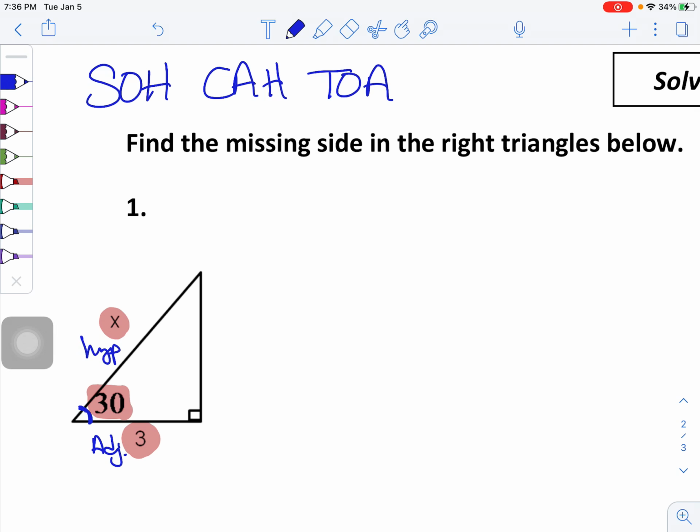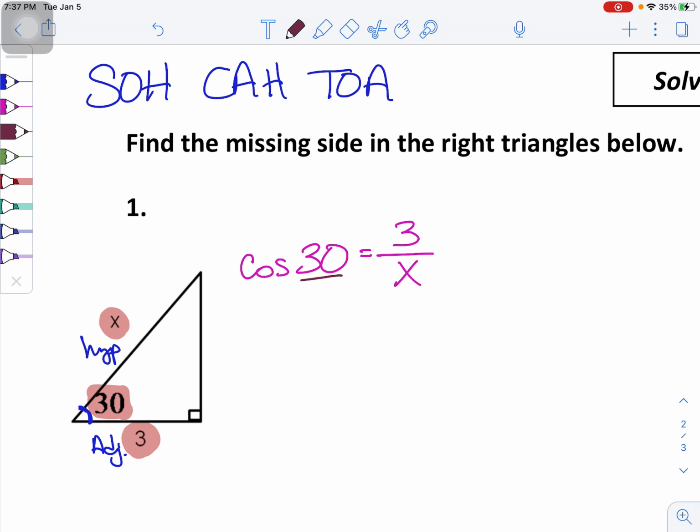So if we remind ourselves of SOH CAH TOA, we want the h and the a, which means we're going to be using cosine. So we're going to set up a little equation here. We're going to say the cosine of our reference angle, so 30 degrees, is equal to adjacent over hypotenuse. And now we want to solve this thing. So one of the things that helps when we're looking for one of the sides is actually to cross multiply.